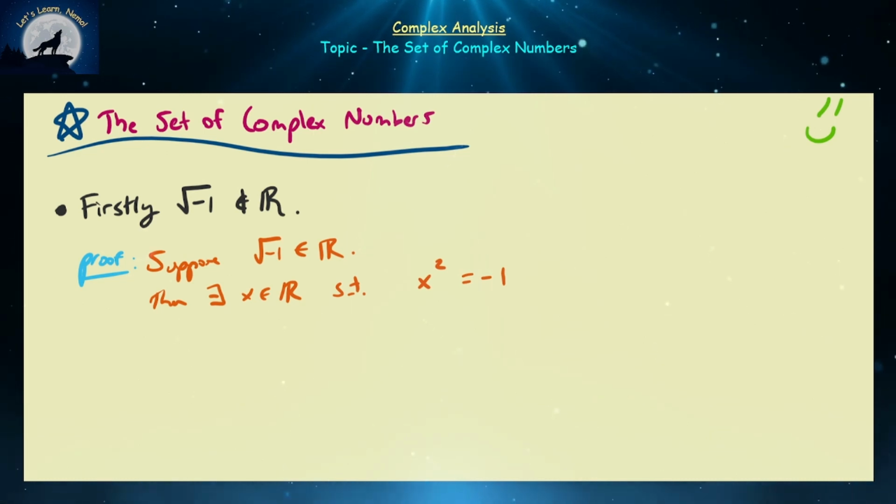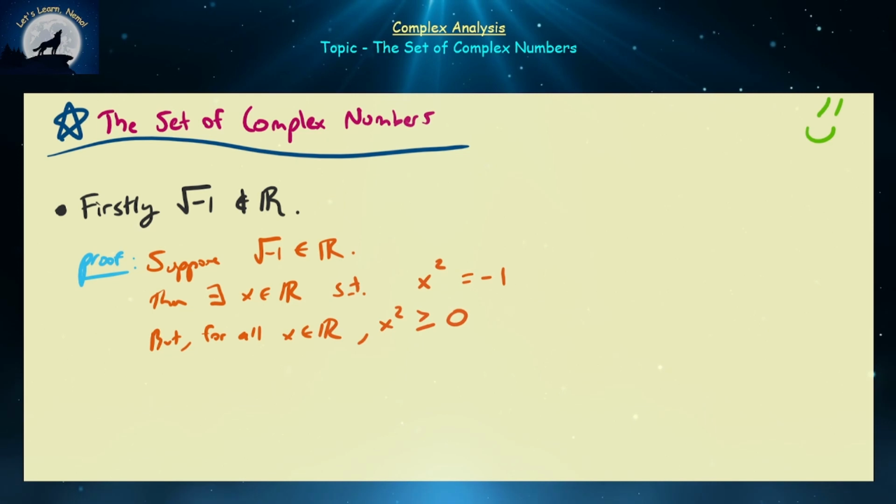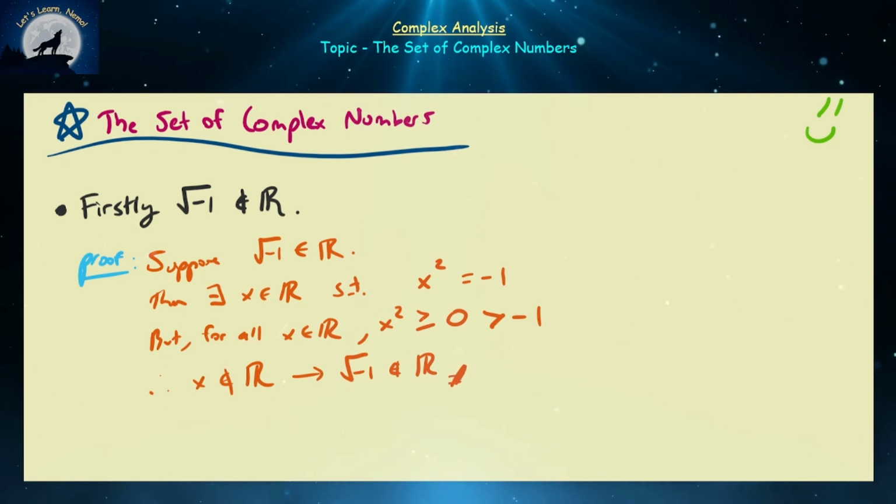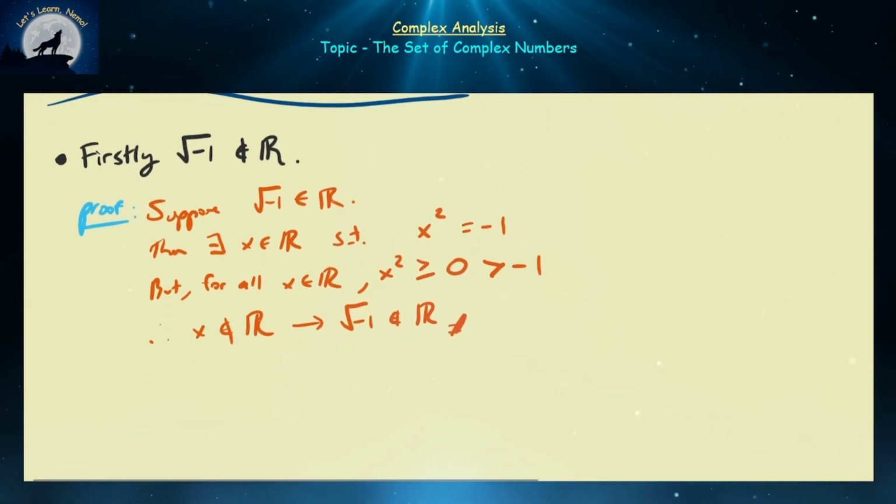But what do we know about real numbers? For all x in the set of real numbers, we know that x squared is always greater than or equal to 0. And from the field axioms for the set of reals, that's actually very, very easy to prove. And keep in mind, 0 is strictly greater than -1. So that's going to give us a contradiction, because x squared cannot be strictly greater than -1 and equal to -1 simultaneously. So that means that x does not belong to the set of real numbers, which means also, as a result, the square root of -1 also does not belong to the set of real numbers, right? So we get that particular result.